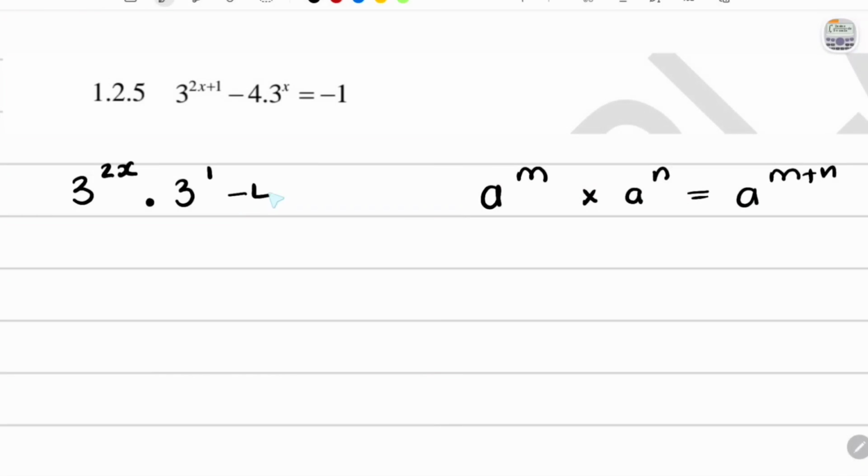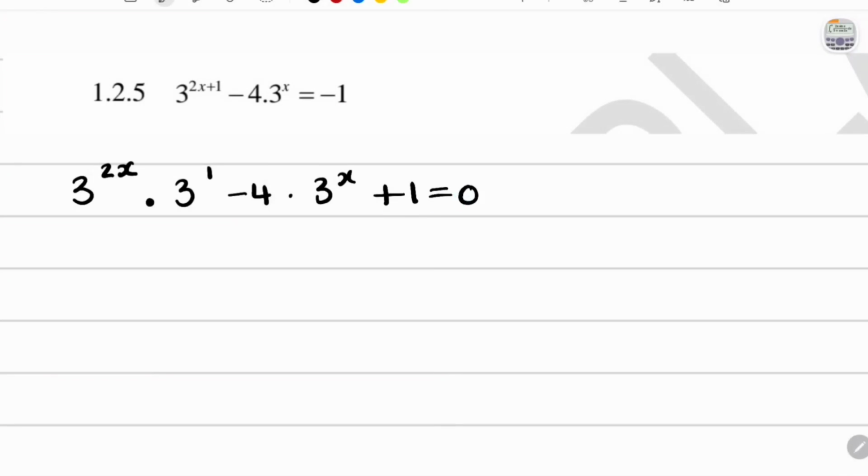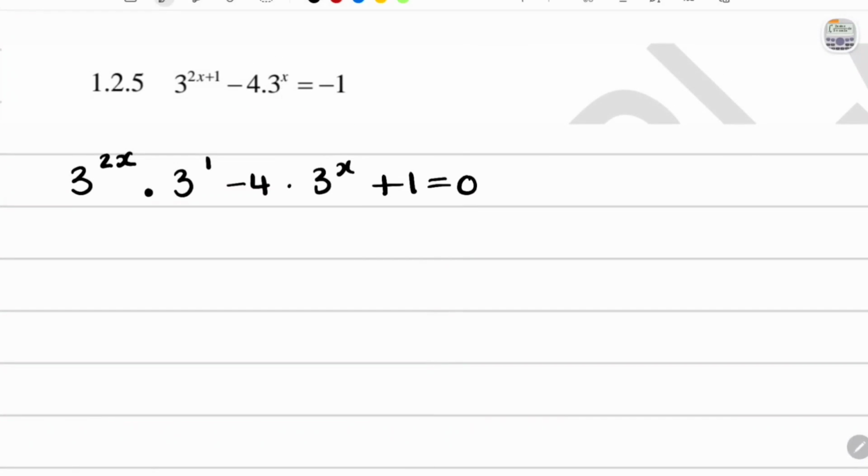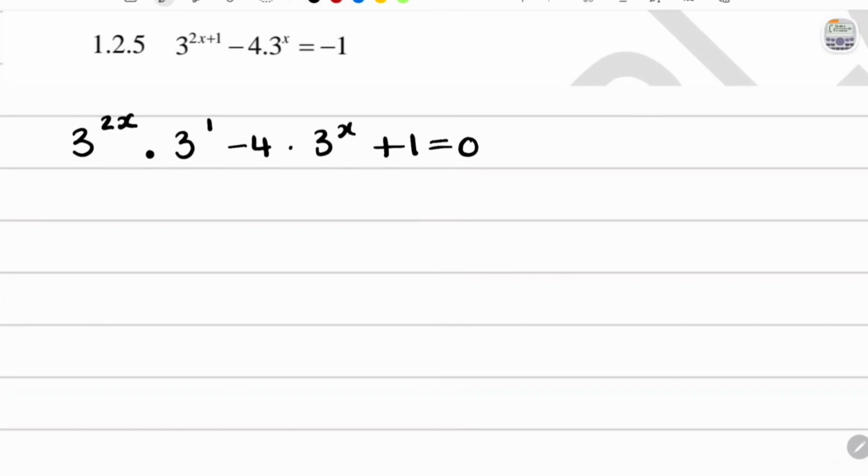Then we have minus 4 multiplied by 3 to the power of x. And we have minus 1, which we can just bring over, which becomes a positive 1, is equal to 0. Now that we have this, and you'll see why we brought the 1 over, you see that we have 3 to the power of x, and we have 3 to the power of x.